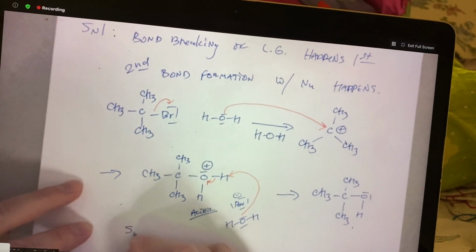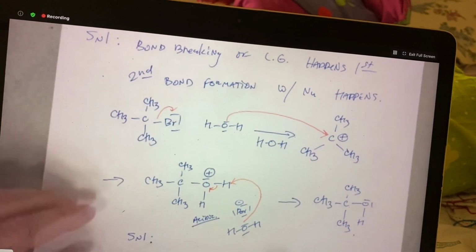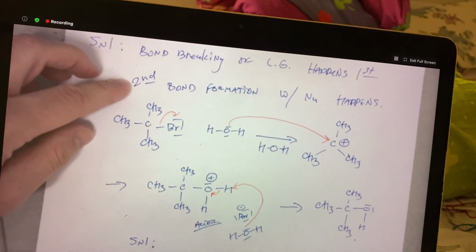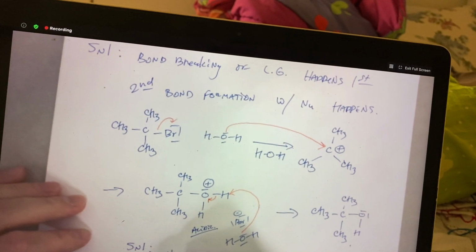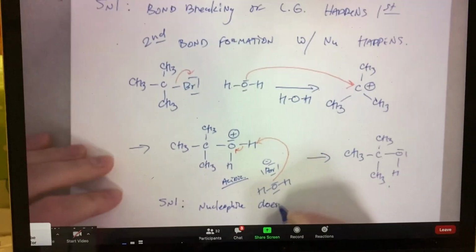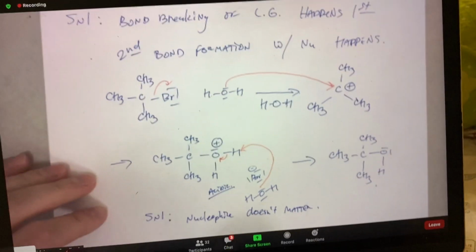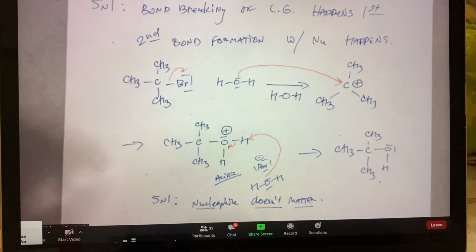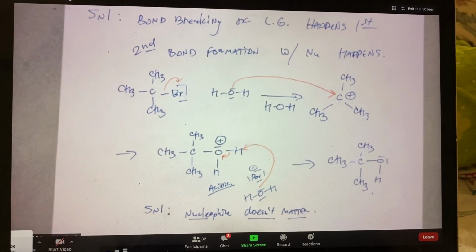So, the SN1 reaction, we talked about that bond breaking happens first, then bond formation happens. We're going to find out that the nucleophile doesn't matter. We'll see what this means momentarily, but one thing, that the type of nucleophile we use actually isn't as important, or isn't important at all in the SN1 reaction as it was in the SN2 reaction.